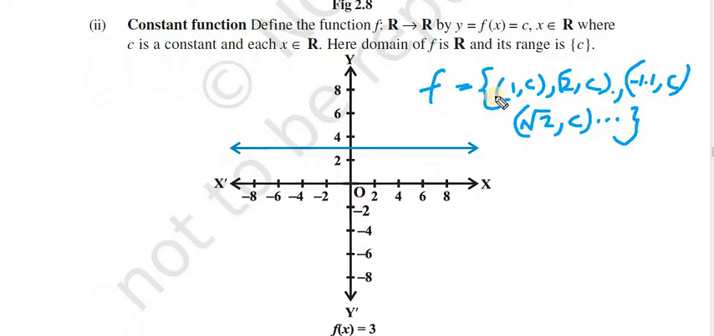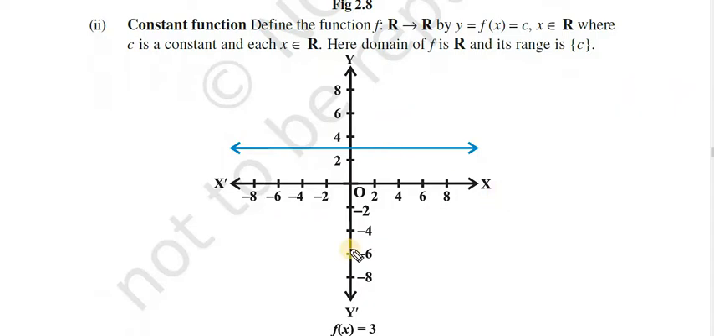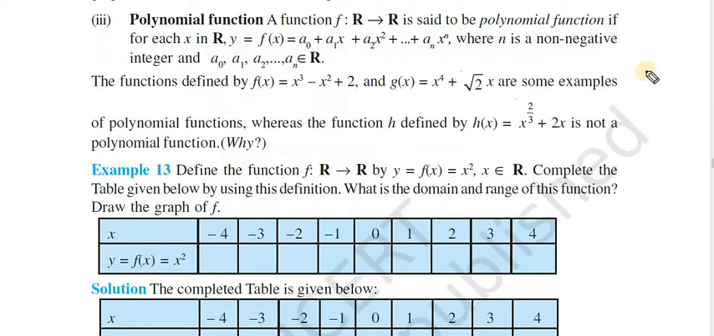So you can just draw the graph. The points are (1, c), (4, c), (6, c), so this is the line y = c. Wherever it is, if c is 4, the graph will be like this. If c is 5, the graph will be like this. If c is minus 2, the graph will be like this. So the graph of a constant function is always parallel to the x-axis.